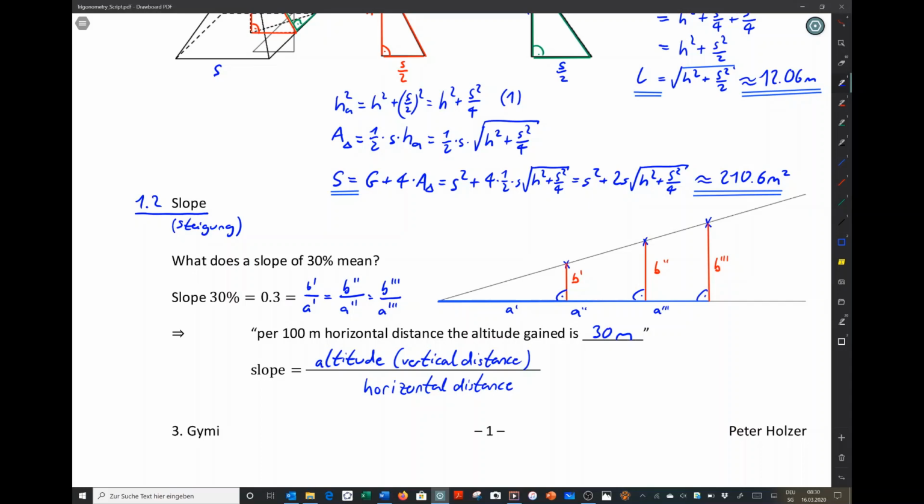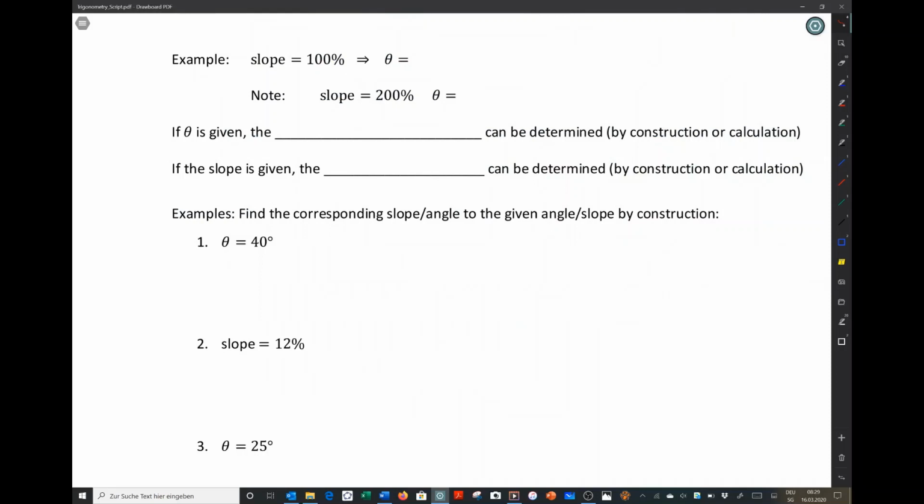Instead of talking about the slope, we could also talk about this angle here by which the street is inclined. And there is a direct relationship between the angle and the slope, obviously, and we can find it by construction, or we can also find it by calculation, as we will find out in this chapter of trigonometry. Let us look at some examples and think for a moment, what does a slope of 100% mean? What do you think? What angle does it correspond to?